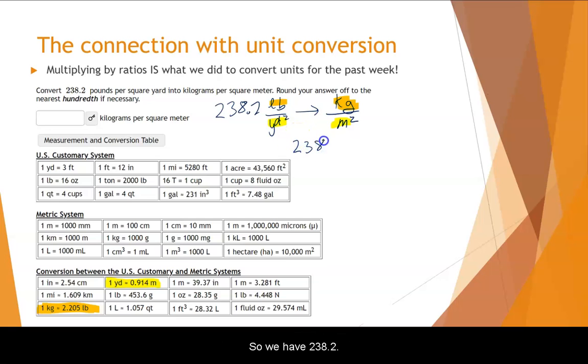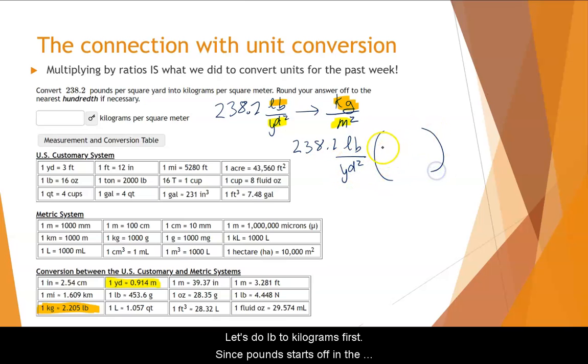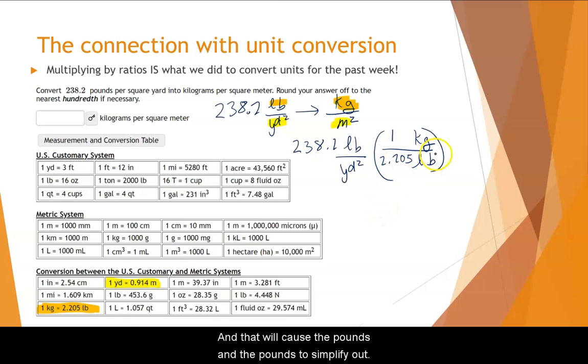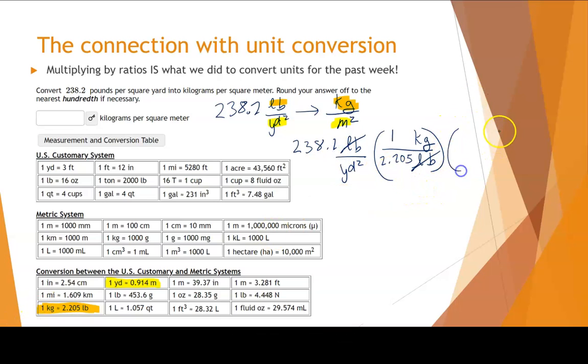So we have 238.2 pounds per yard squared. Let's do pounds to kilograms first. Since pounds start off in the numerator, I want it in the denominator. And that means kilograms is going in the numerator. It's 1 kilogram to 2.205 pounds, and that will cause the pounds and the pounds to simplify out. And we'll be left with kilograms.